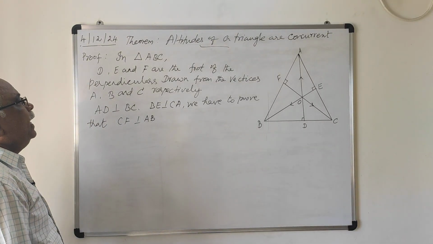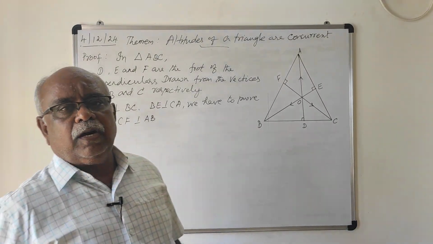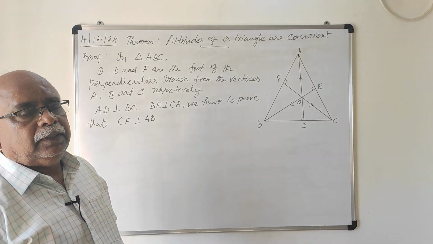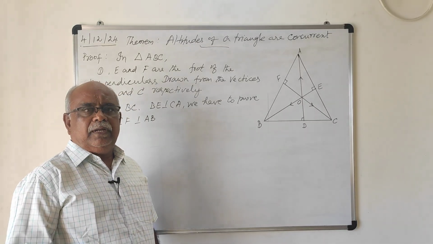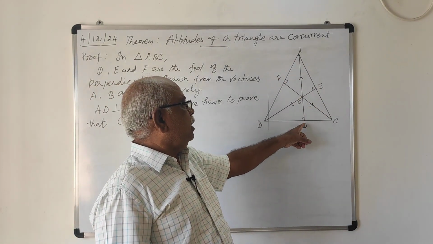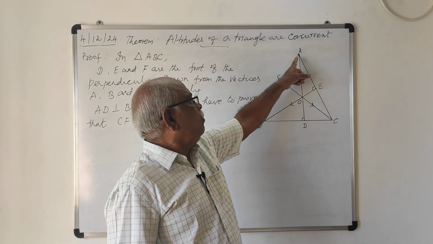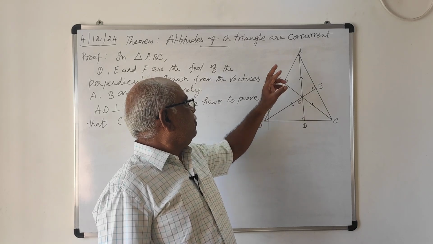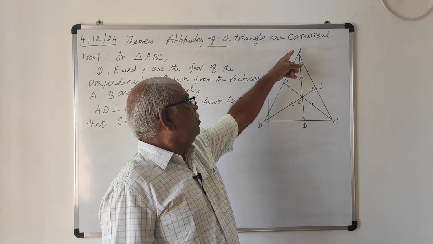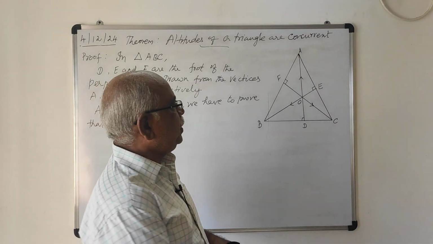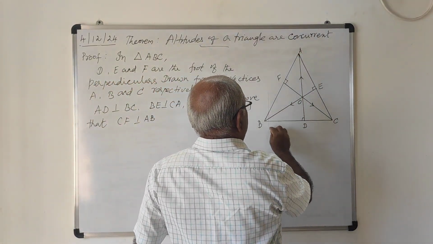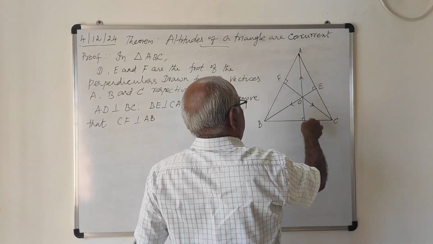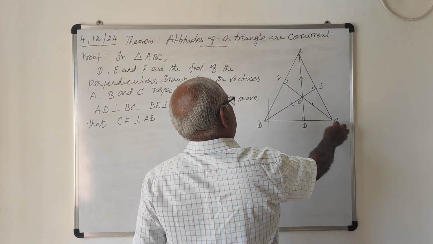My dear students, the next theorem is: altitudes of a triangle are concurrent. What do you mean by an altitude of a triangle? Altitude is nothing but the perpendicular drawn from a vertex to the opposite side. Like that, AD is an altitude, BE is an altitude, CF is an altitude.